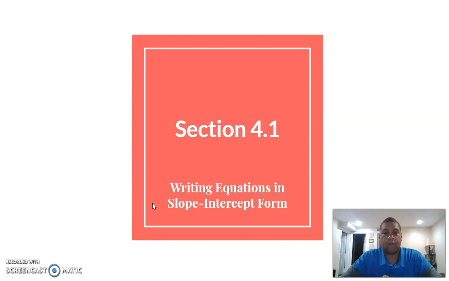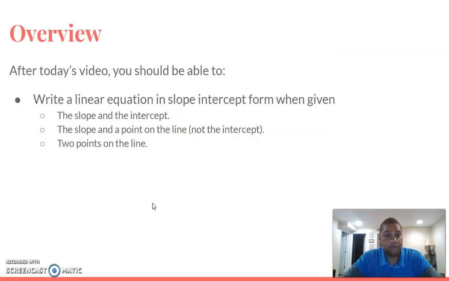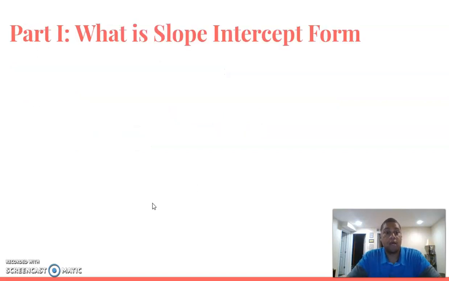But the next section we want to talk about is 4.1, writing equations in slope-intercept form. Now, after watching this video, we are going to write equations in slope-intercept form, but I'm going to give you 3 different types of information to do it. One where I'm going to tell you the slope and the intercept, another time where you're going to get the slope and just a point on the line that's not the intercept, and then the next thing, I'm just going to have you have 2 points and find the line that way. So let's jump into it.